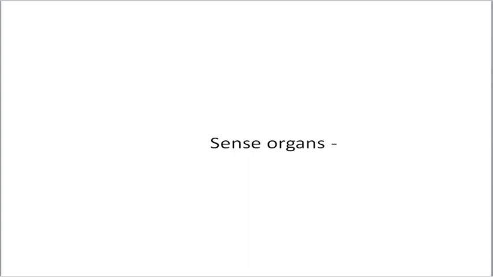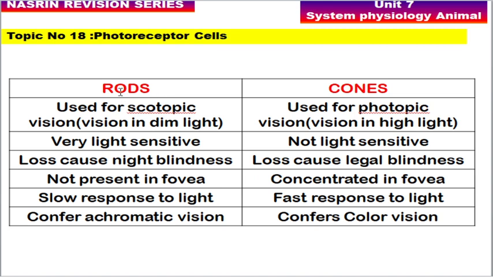Okay. So the next thing is phototransduction, which we are going to study. Before that, photoreceptor cells are classified into two types, rods and cones. Rods are used for scotopic vision, or vision in dim light, and cones are used for photopic vision, or vision in bright light. Rods are very light sensitive, whereas cones are not, and loss of rods will lead to night blindness, but loss of cones will cause legal blindness. Rods are not present in the fovea, whereas cones are concentrated in the fovea. Rods have a slow response to light, whereas cones have a fast response to light. Rods confer achromatic vision, whereas cones confer colored vision. Achromatic vision means shades of black or grey.